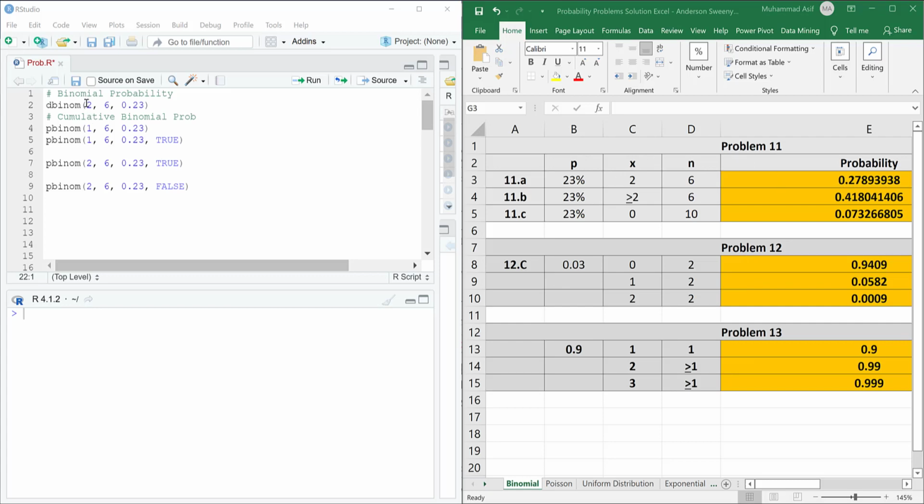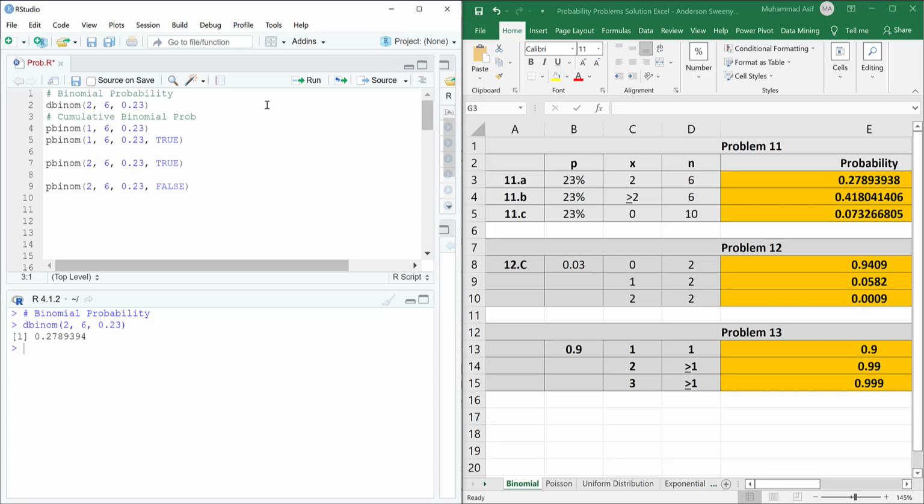And there were 2 outcomes that we were interested in, and there were a total of 6 trials or 6 people, and the probability of boycotting was 0.23. Now in these types of cases, when you are interested in only the probability of one given outcome, that's 2 in this case, we will use this dbinom, that's the binomial distribution. When I run this command, it says that it's 0.27, and that's exactly the 0.27 that we also found in Microsoft Excel.